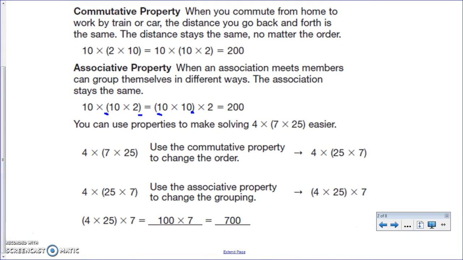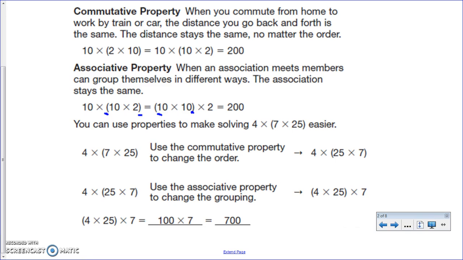So in our example here, we can make solving 4 times 7 times 25 easier. Right now they have 7 times 25 within the parentheses. That gets us 175, which multiplied by 4 is hard to do in your head. What you can do is first use the commutative property to change the order. So we flip the order of the 25 and the 7. Then we use the associative property to change the grouping. We shifted the parentheses from around the 25 and the 7 to around the 4 and the 25.